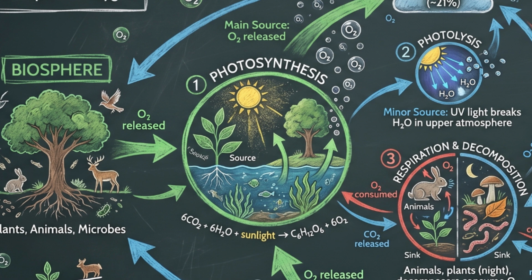Plants, trees, algae, and especially phytoplankton in the oceans use sunlight, carbon dioxide, and water to produce glucose and release oxygen as a byproduct. The chemical equation is this. Fun fact: oceans and phytoplankton actually produce 50 to 80% of all the oxygen we breathe.